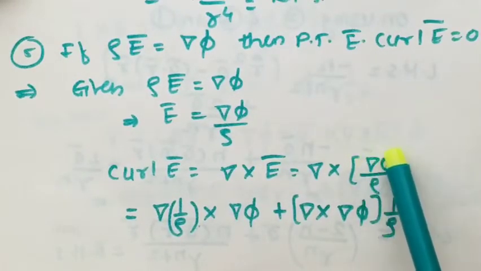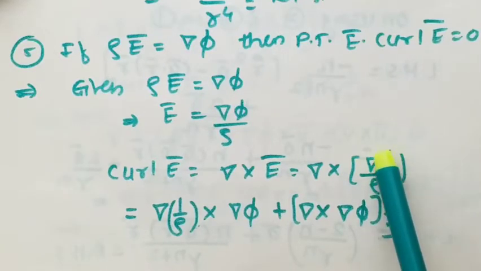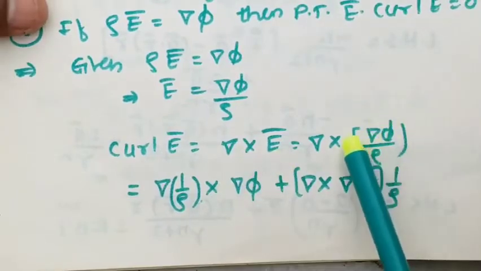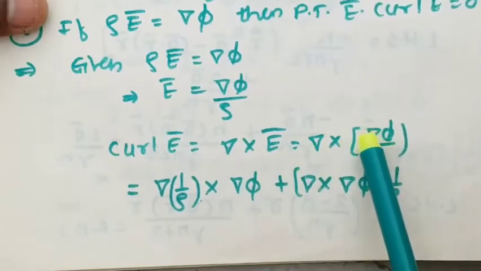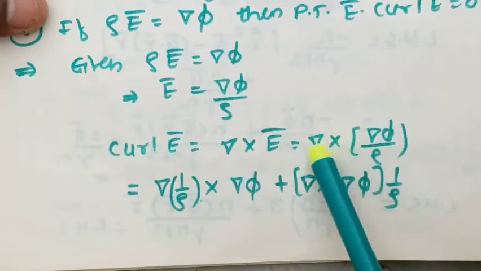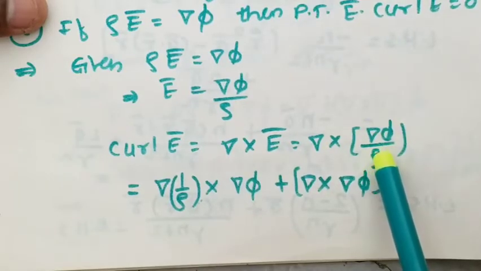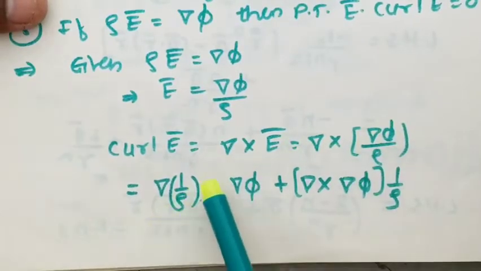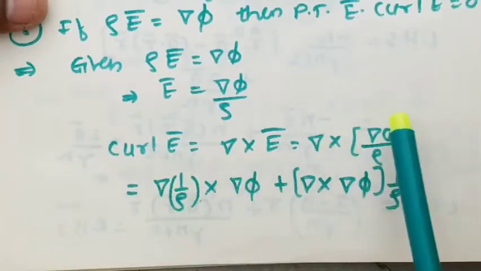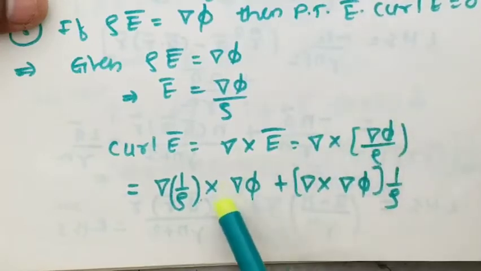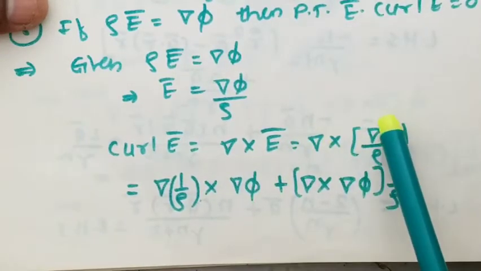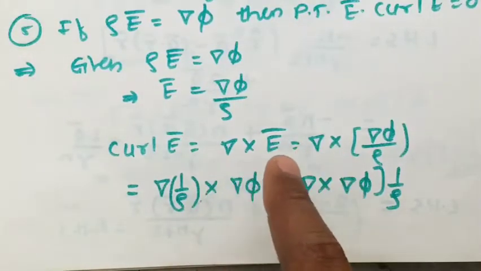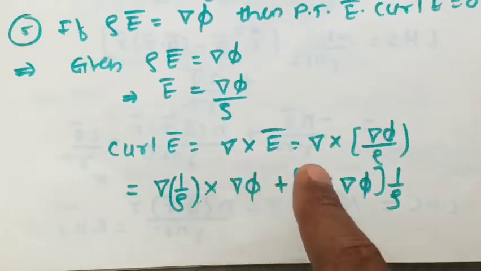Now del phi is a vector quantity, right? It's a gradient of phi, it is a vector quantity, and 1 by rho is a scalar quantity. We don't have the value of rho, so actually it is a scalar quantity. So by applying the rule, here we have one vector quantity, one scalar quantity, so del cross phi into U bar rule I have applied. So del of this 1 by rho cross the vector del phi plus del cross this vector del phi into 1 by rho. Okay. Now this I have simplified by using that rule, del cross phi into U bar.